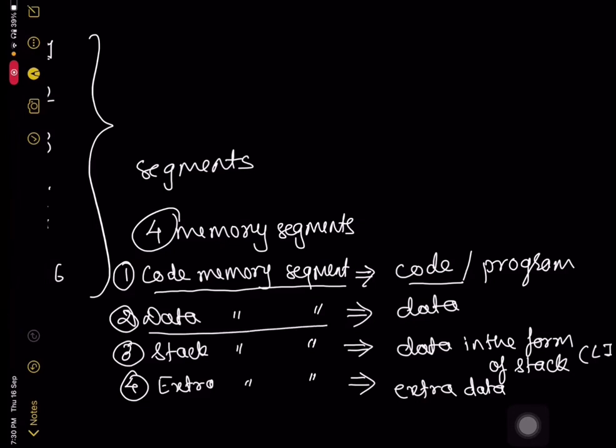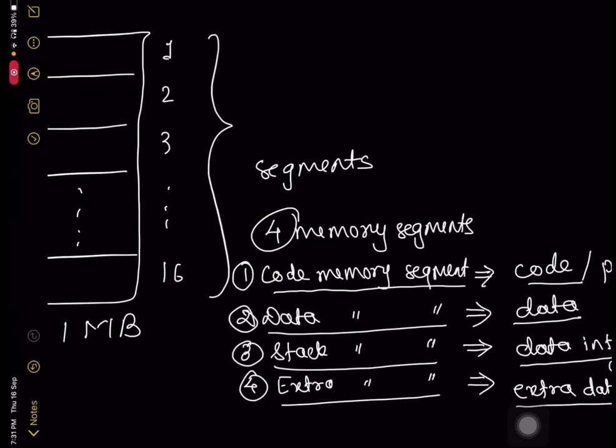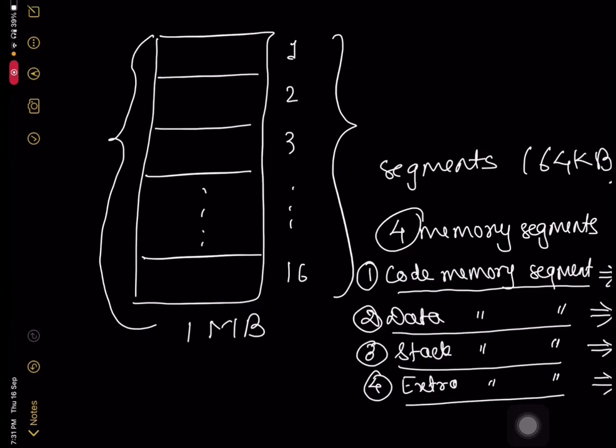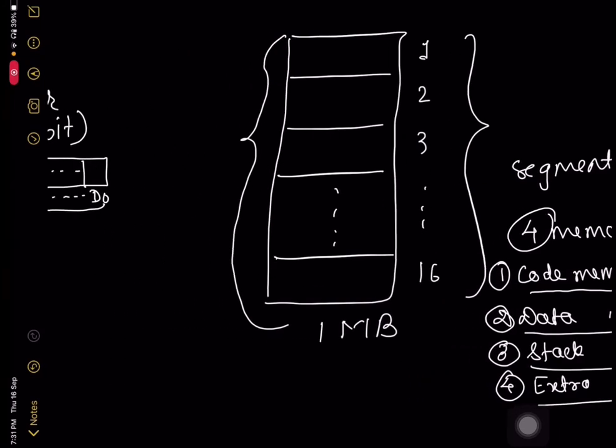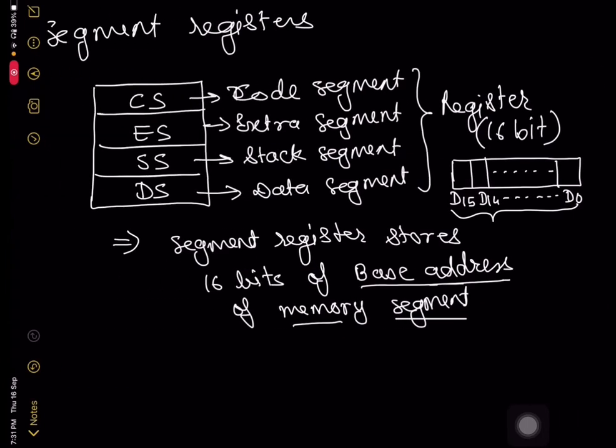Another memory segment can be used for storage of normal data. Then stack memory segment can be used for storage of data in the form of stack. Extra memory segment can be used to store the extra data, which can be used in the program. Each memory segment is having the capacity of 64 KB. Now these memory segments will have a base address, and this base address is saved in the segment registers of the microprocessor.